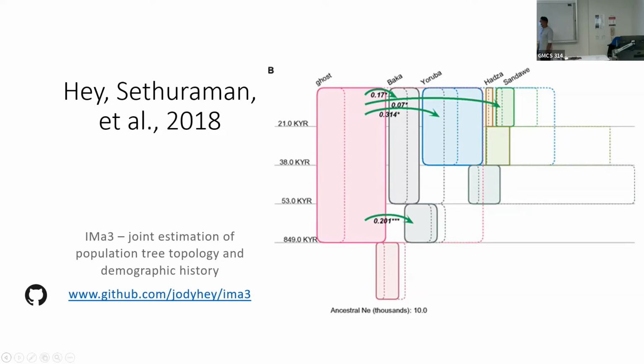But the arrow just indicates some percentage of genes. That's it. Which is still pretty cool. I mean, 17%, right? That's a large number, which means a large number of these ancestral ghosts actually moved and exchanged genes with the ancestors of the Baka populations.